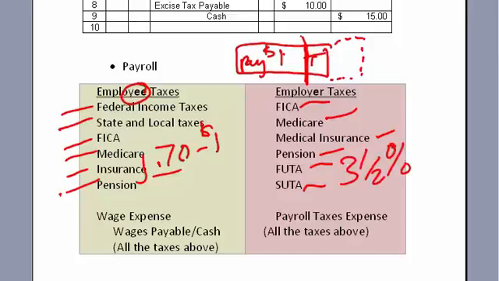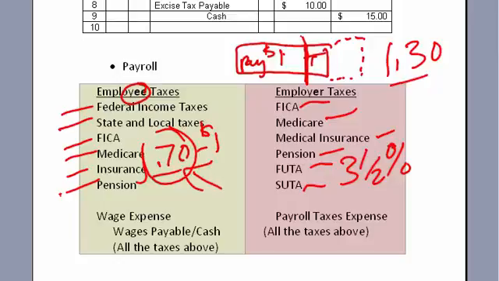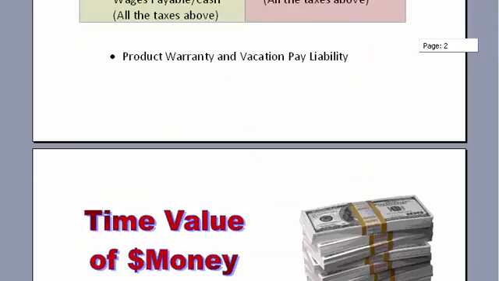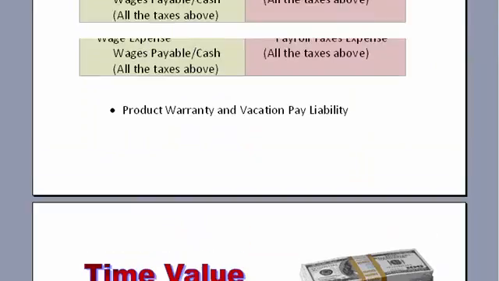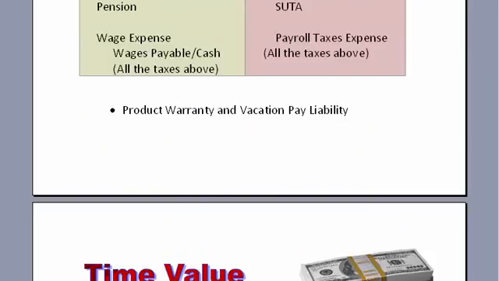So for an employer, for every dollar, it costs them $1.30 in taxes, but the employee only receives 70 cents. So the employee is always going to argue, I'm not making enough money, and the employer is always going to argue, you make too much money. And the last one here is product warranty and vacation liability.